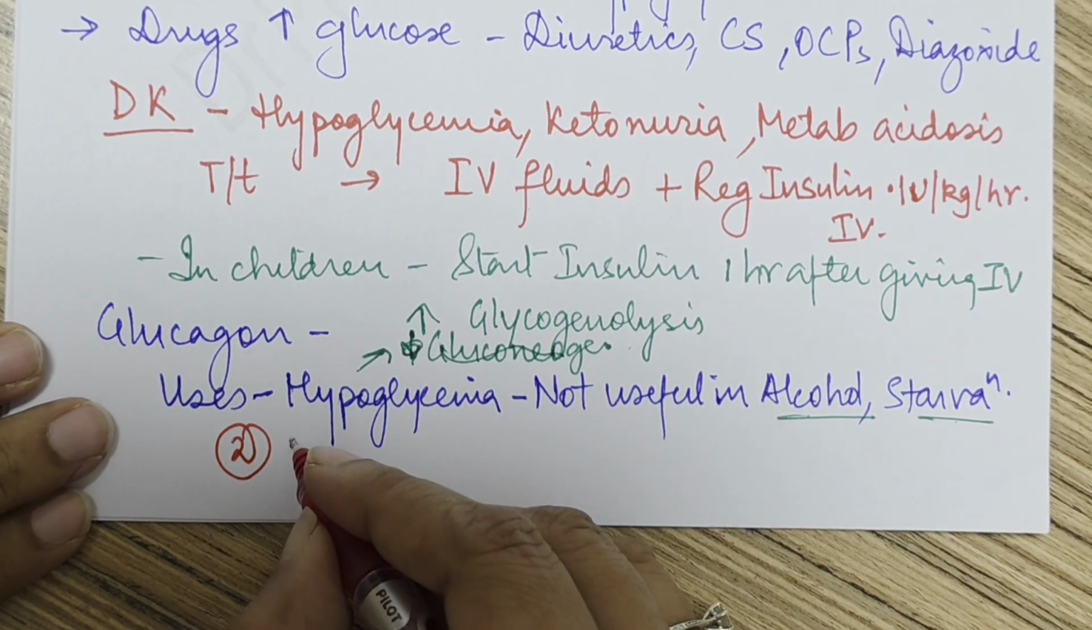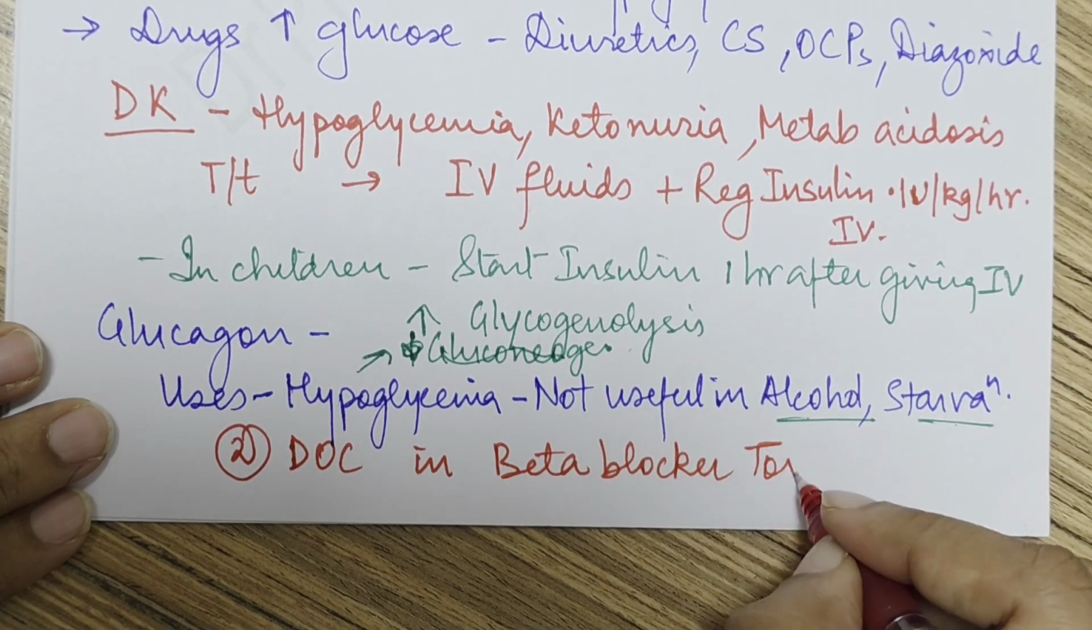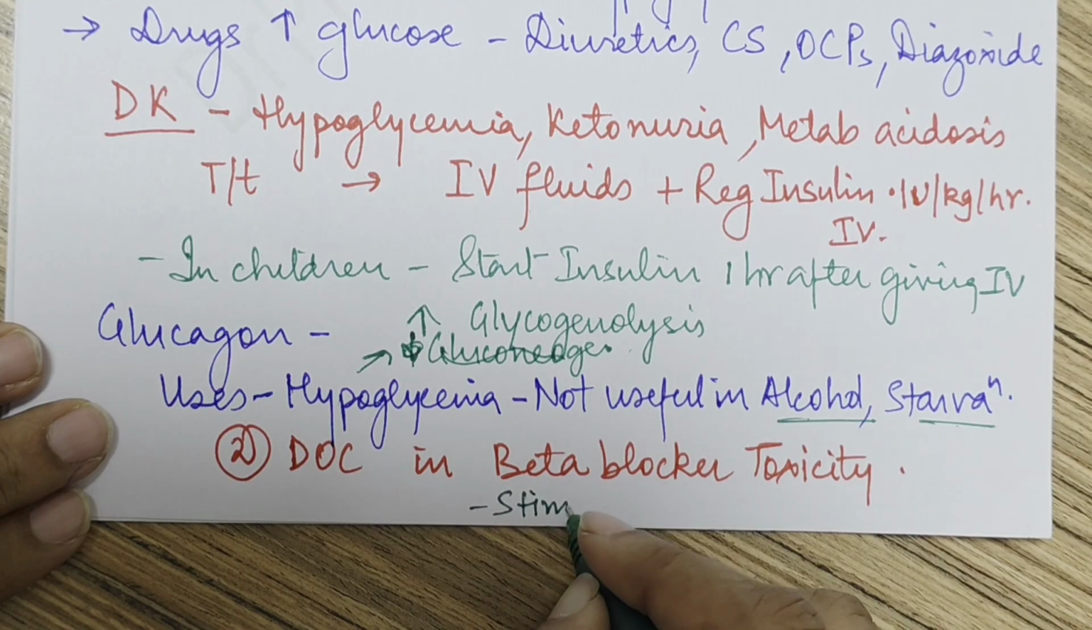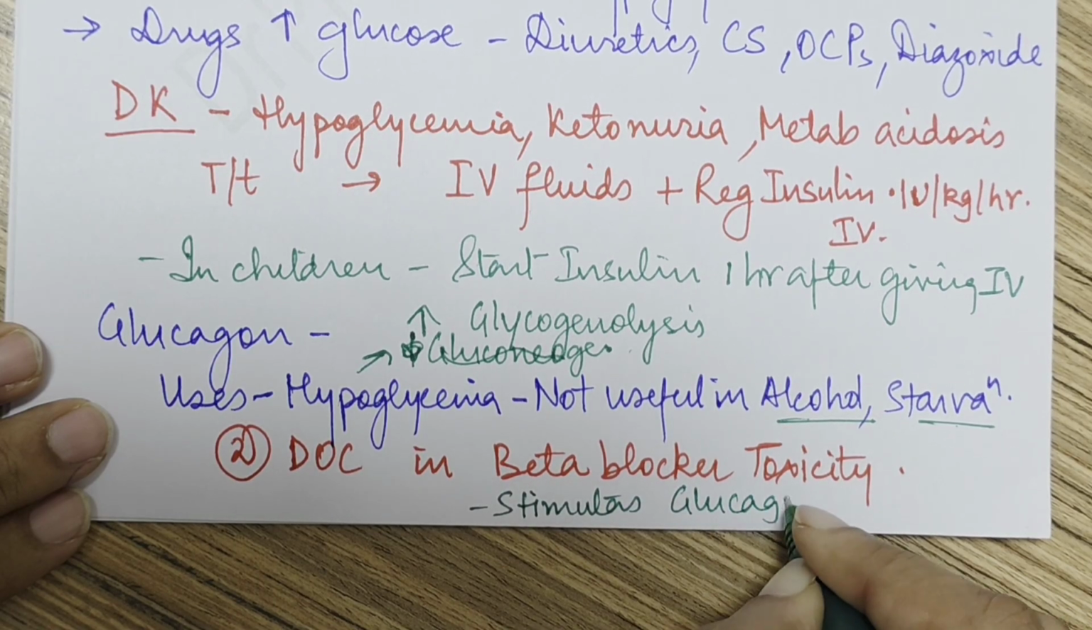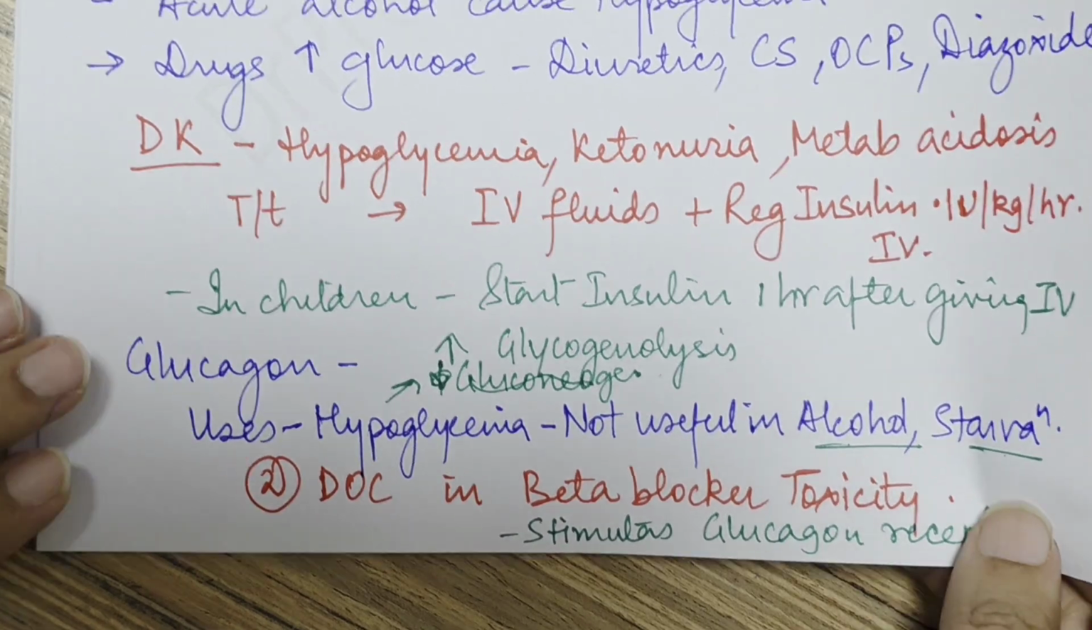Then second most important use is it is the drug of choice in beta blocker toxicity. Okay, how does it act? It stimulates the glucagon receptor. Okay, so this is the important point related to beta blockers.